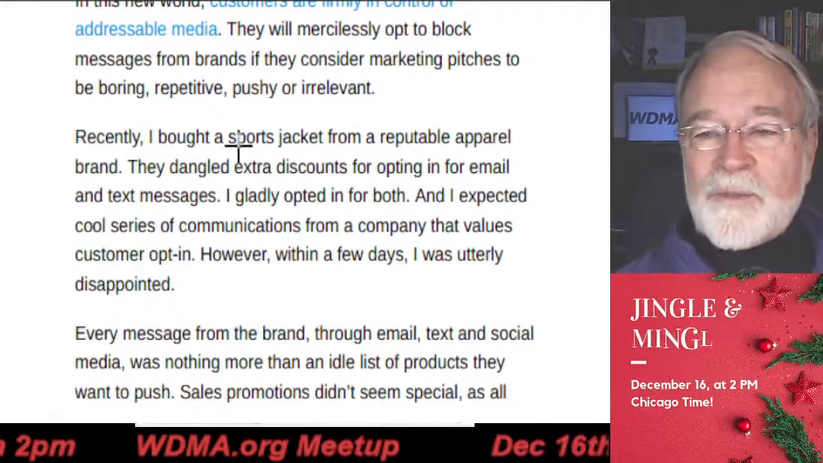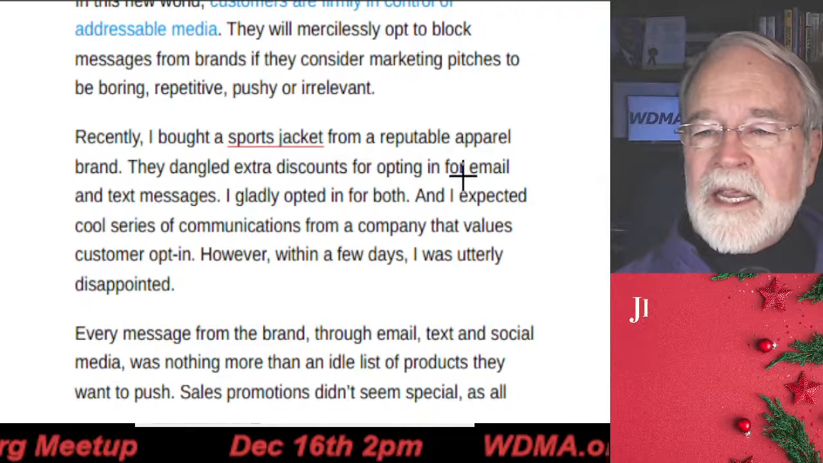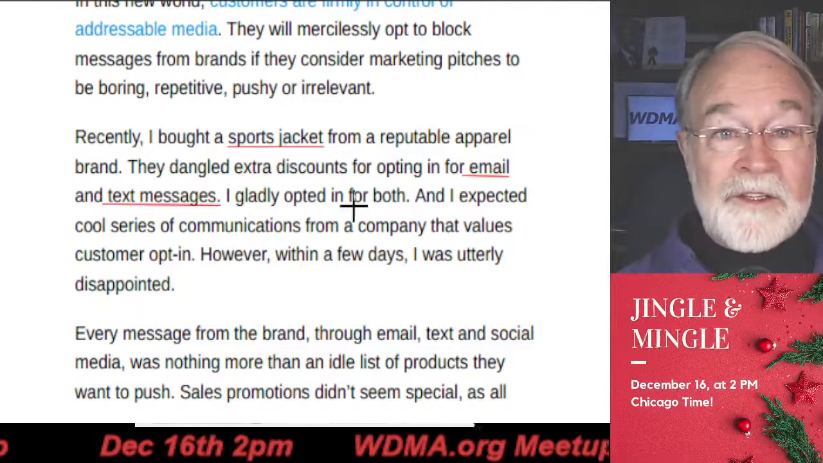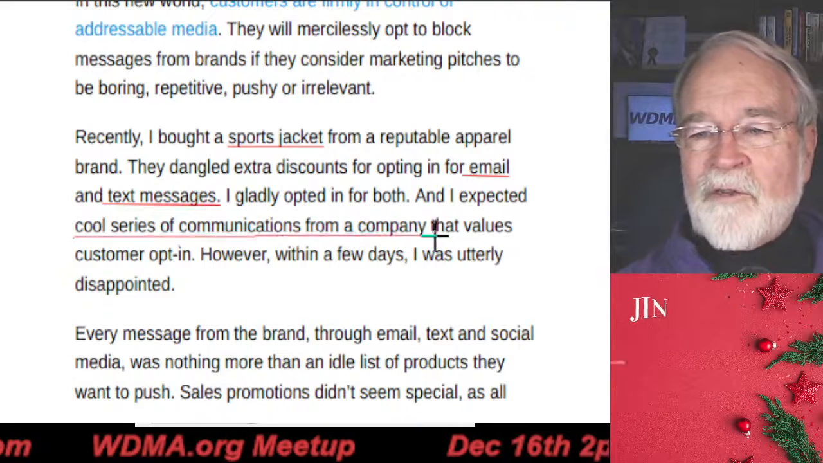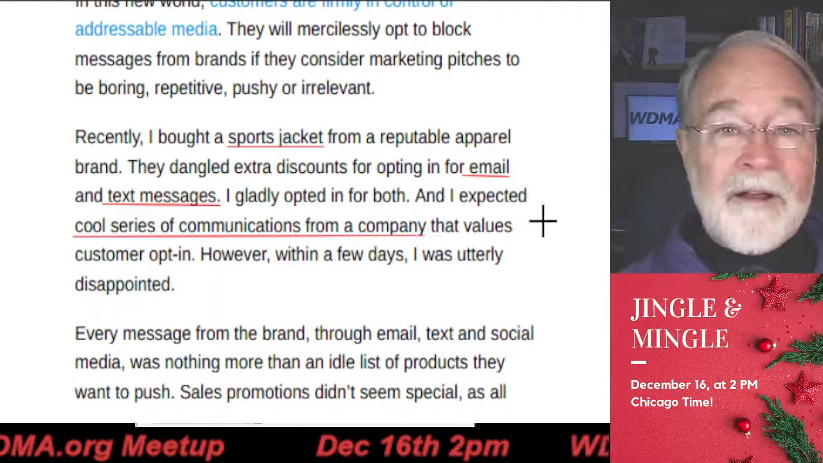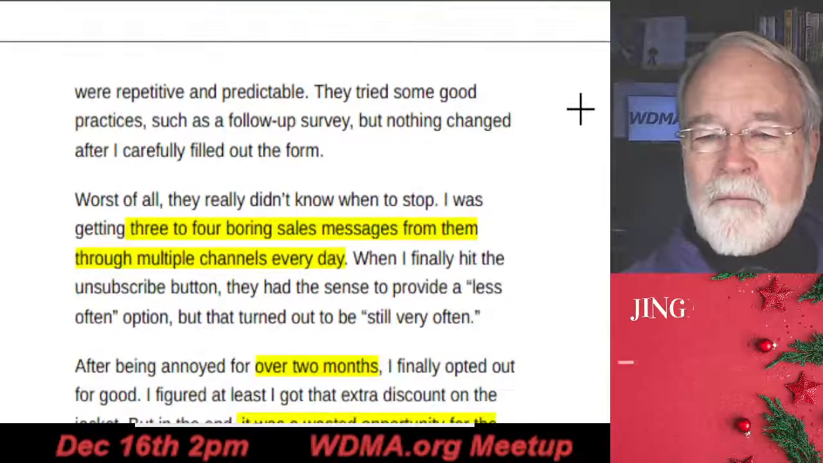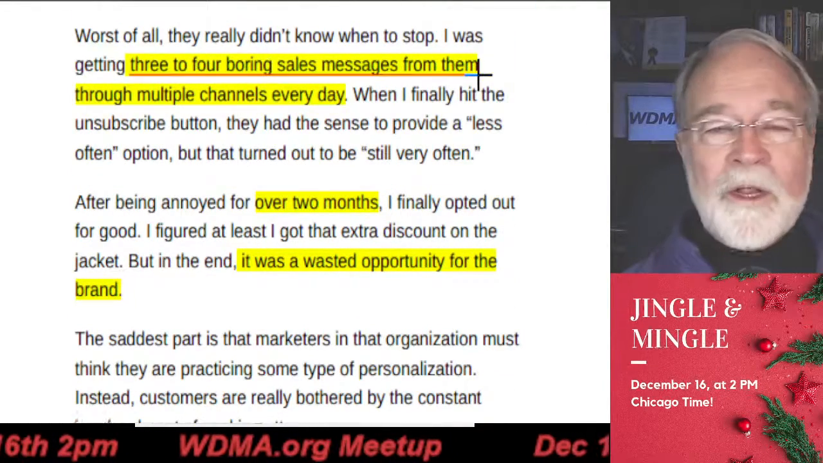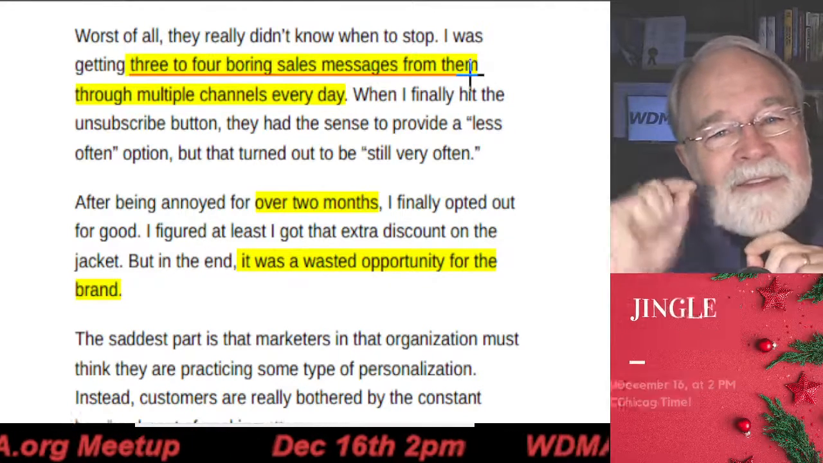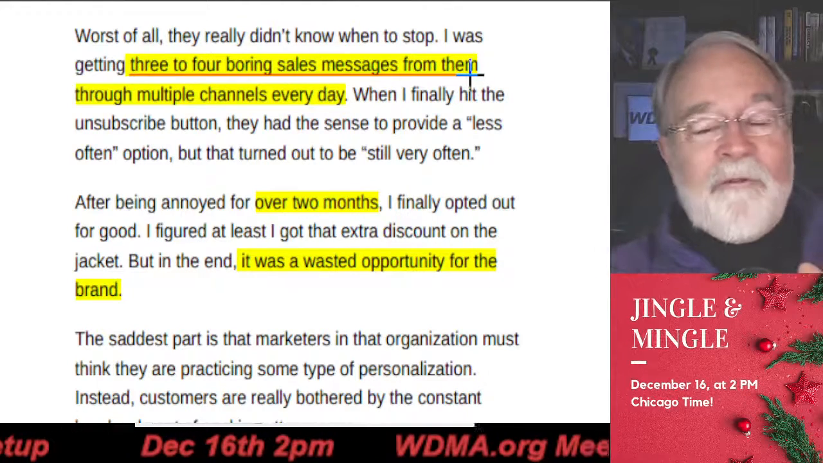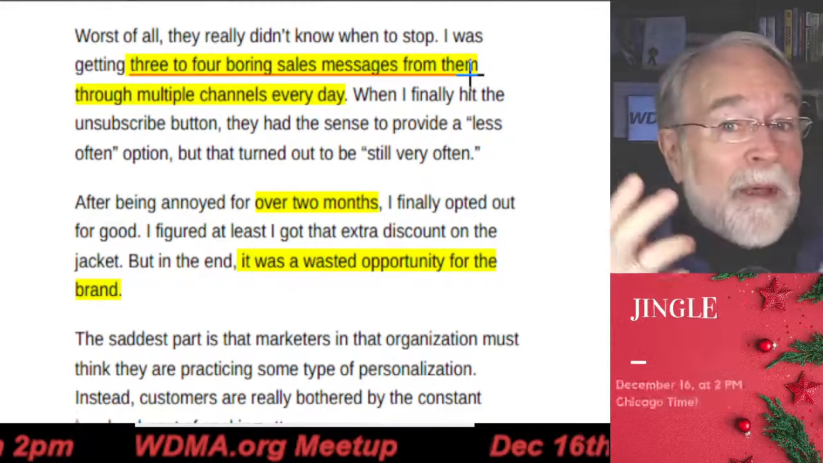So anyway, Stephen bought a sports jacket, and he got some extra discounts for giving his email and text message info, digits, as they say. Maybe that's passé by now. And he thought he'd get a cool series of communications from the company. Even us marketing segmentation people like cool communication. However, within a few days, he just got bombarded many times a day, 3 to 4 boring messages with lists of items that might apply, not even going to the trouble of a sequence of individual items. If you're going to email 4 times a day, you might as well at least feature one item, give enough information about it to make it interesting, maybe a picture, something like that.